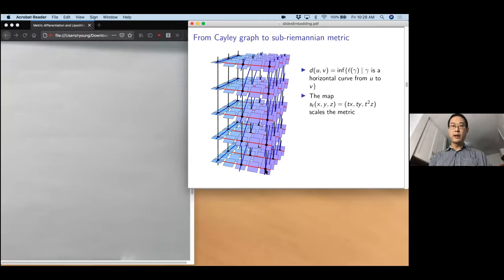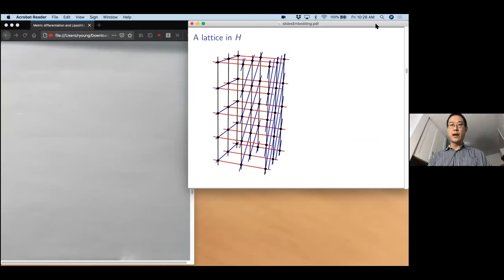One way to view this differentiability is to go back to our pictures of the Heisenberg group. So remember, this is our picture of the Heisenberg group. And we can look at these red and blue lines. These red lines are not exactly parallel because they don't stay a constant distance apart. If I take this line here and then the line behind it, the distance from here to here is one, the distance from here to here is two, the distance from here to here is three, and so on and so forth.